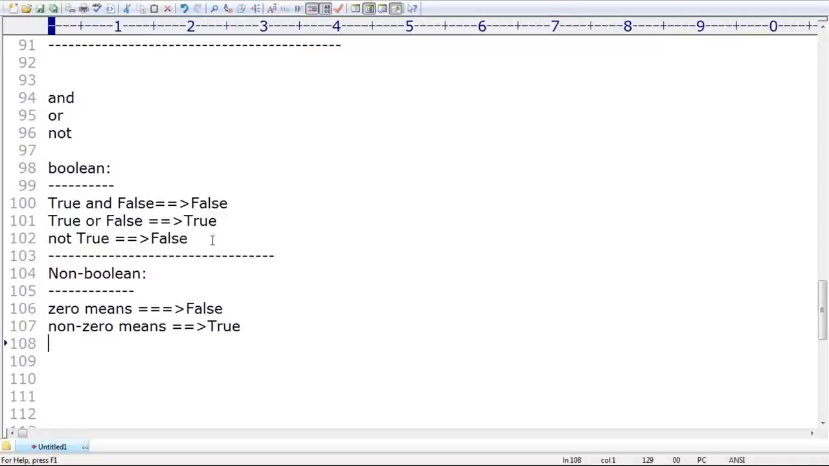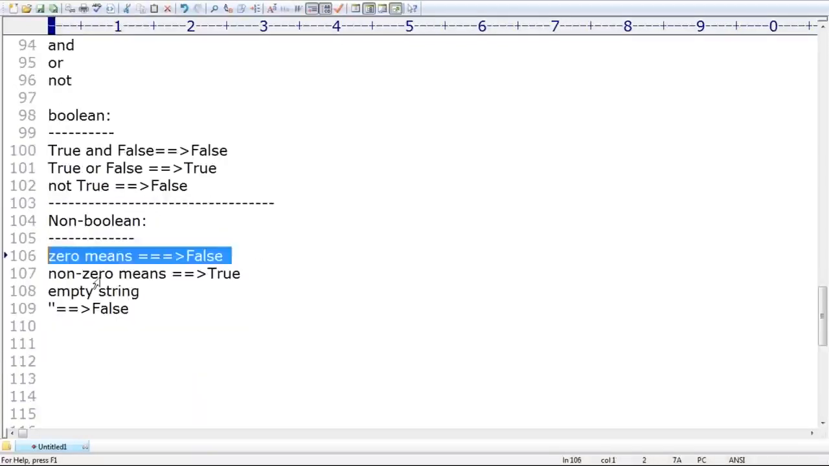Next, empty string. Empty string means nothing is there. Just quote open, quote close. That's all. In the middle, how many characters are there? Zero characters. That empty string is always treated as false. Just keep these points in your mind. Zero means false. Non-zero means true. Empty string means false.